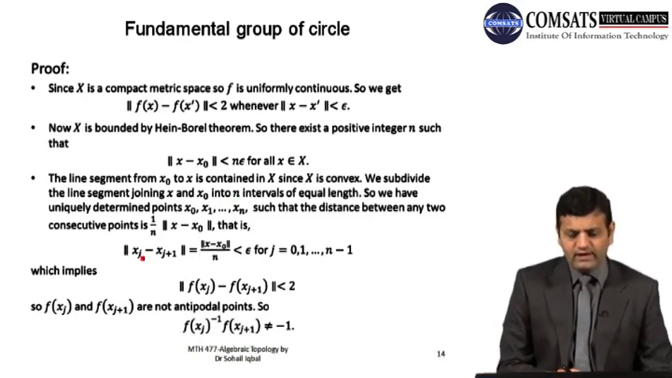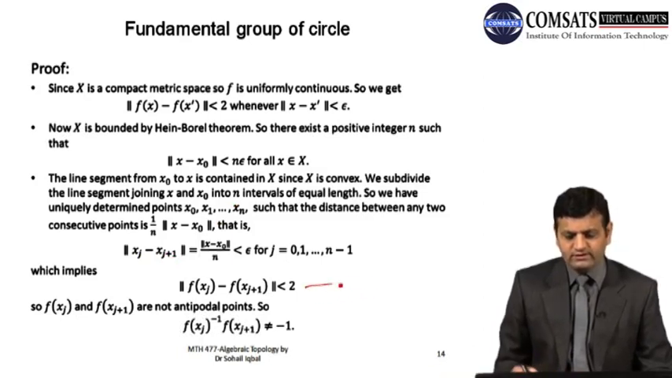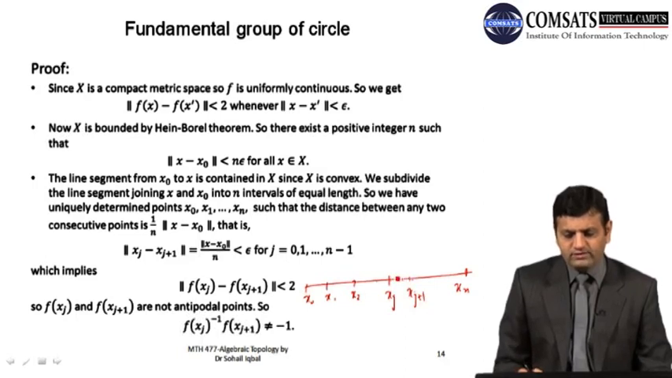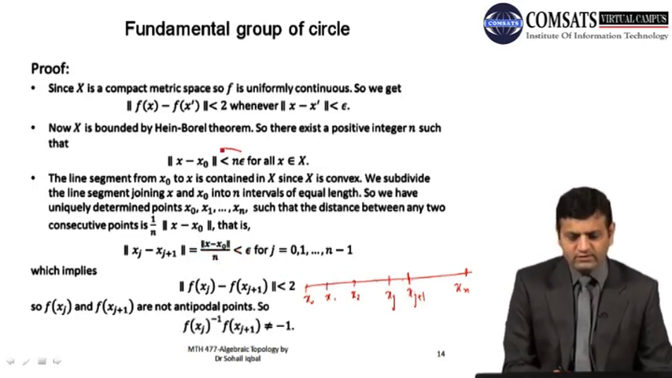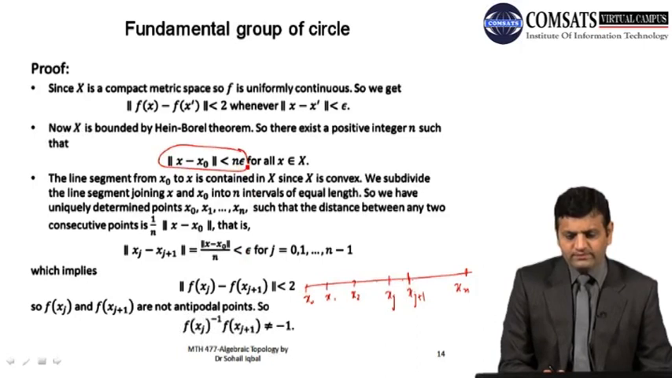Now consider the difference between xⱼ and xⱼ₊₁. Take any two consecutive points on this line, starting from x₀, x₁, x₂ and so on, ending at xₙ. The difference between them is of course |x − x₀|/n, and this is going to be less than epsilon. Why is that the case? Because the norm |x − x₀| is less than nε. If this is less than nε, then n will cancel with n, so this is less than epsilon.